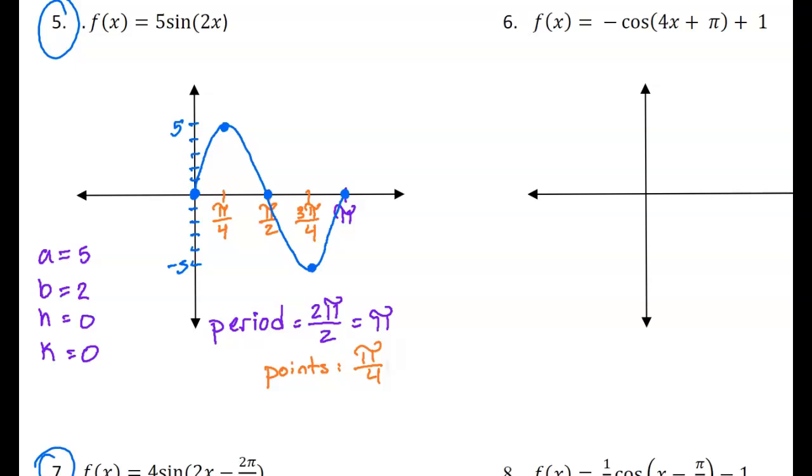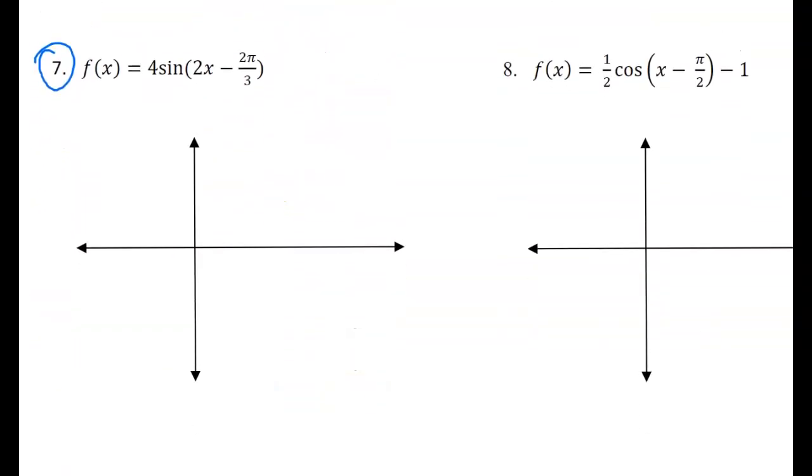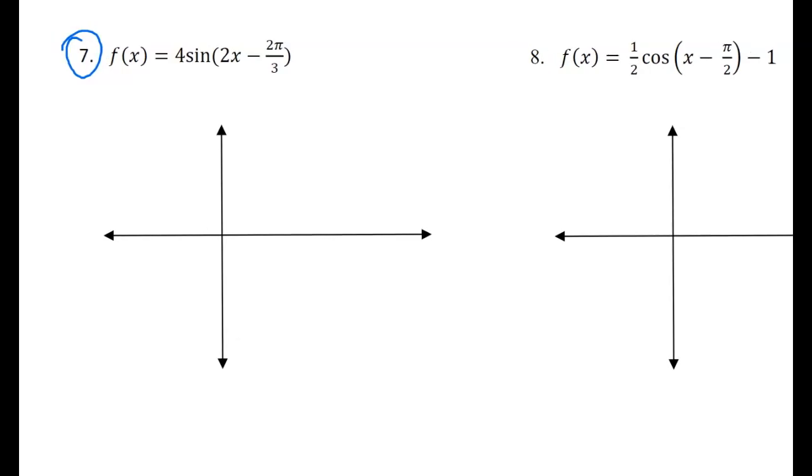Okay. Last but certainly not least, this is the hardest one, which I hope people come back and watch, but we'll see. As always, identify A, B, H, and K.